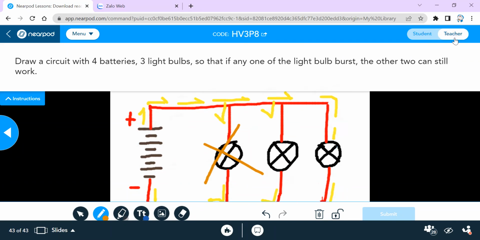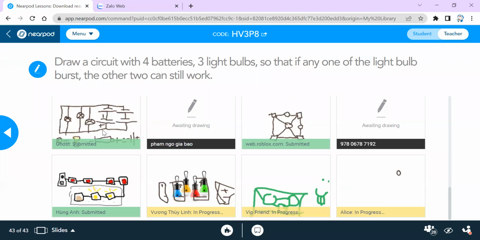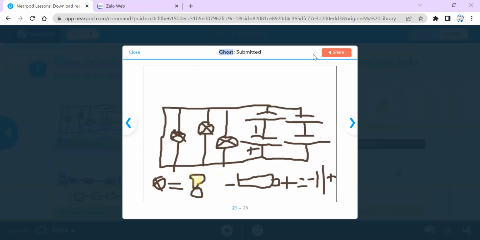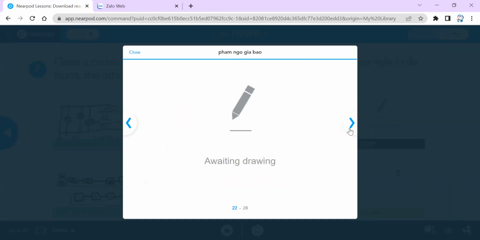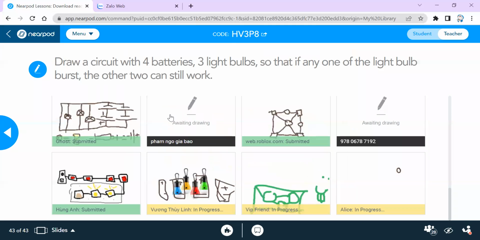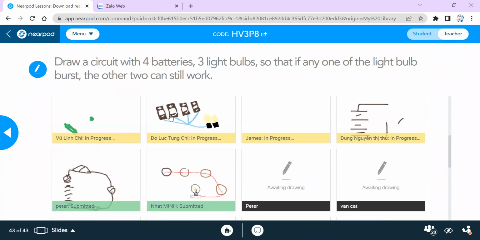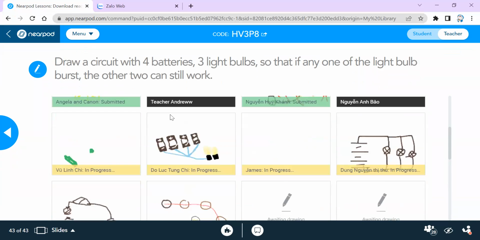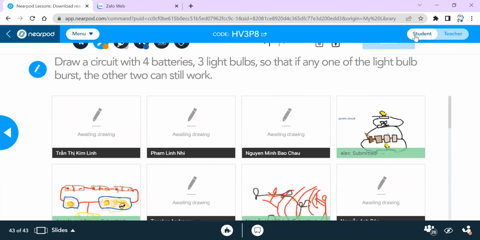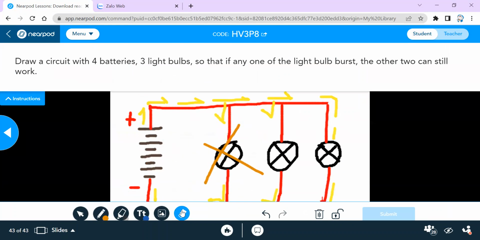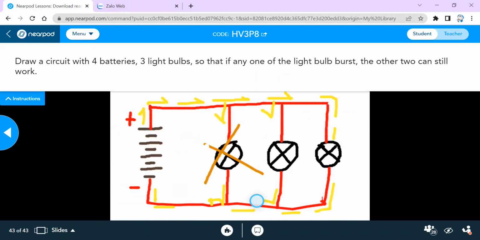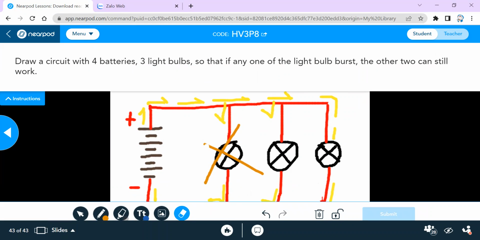All right. Let me see your drawings now. We have Ghost who submitted a parallel diagram. All right, well done. Share it with everyone. Then we have other drawings. This is quite nice. We have many artists here, but the correct diagram should be this one. A parallel circuit with 1 light bulb on each branch.